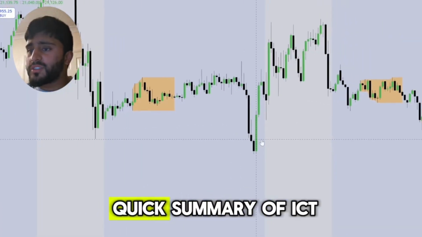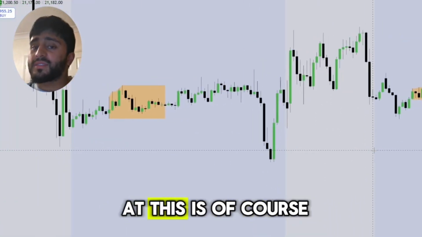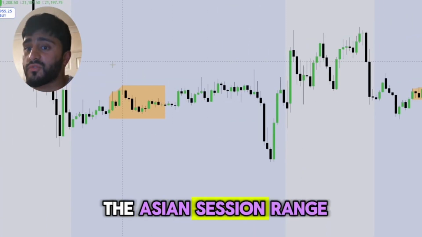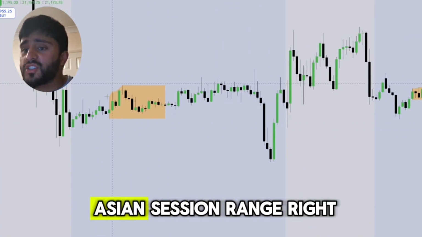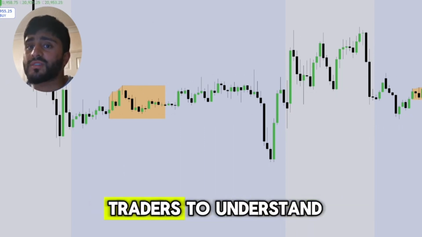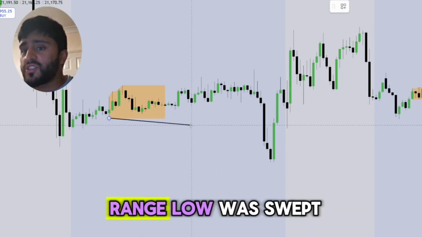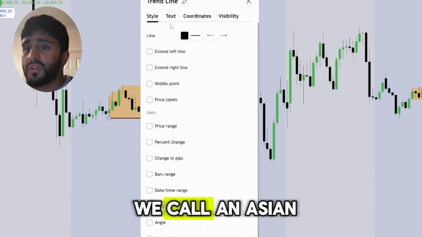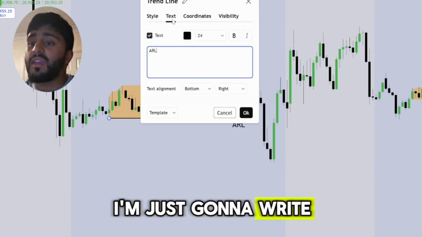To give you a quick summary of ICT, the way I'm looking at this is, of course, I always start with the Asian session range. This here is the Asian session range, right? And what I want traders to understand is that the Asian range low was swept over here, right? So this is what we call an Asian range low sweep. I'm just going to write ARL.